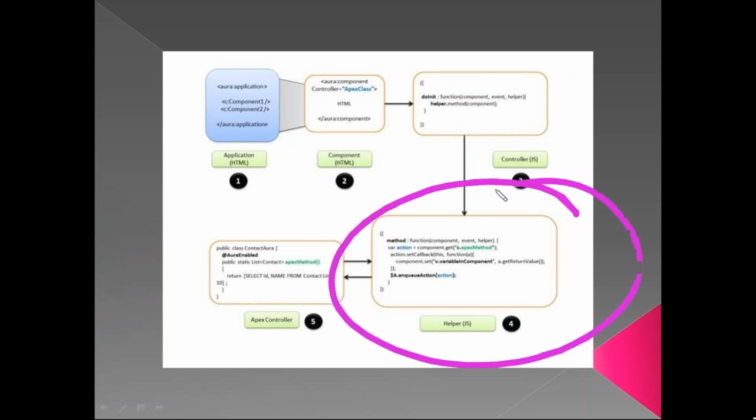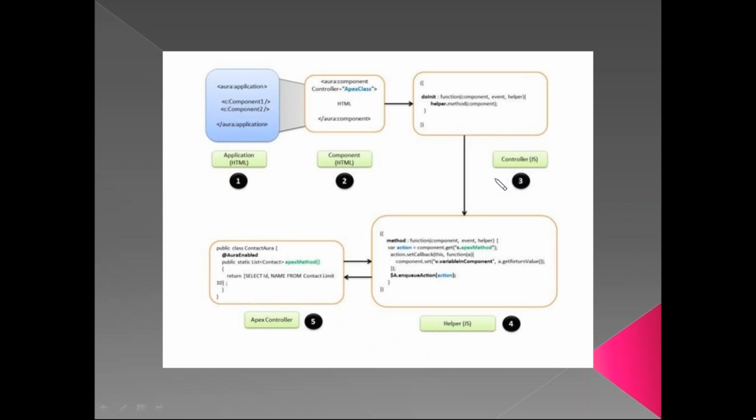Then again here comes some JavaScript coding, which is nothing but the helper. What is a helper? What is a JavaScript component controller? All of that we are going to explain, nothing to worry, because we believe in step by step learning. So everything will be given to you step by step. Here we have the helper, and again for this you need some JavaScript coding, and then finally we have the Apex class, where you already know how to write an Apex class. You just need the knowledge of Apex programming. That's it.